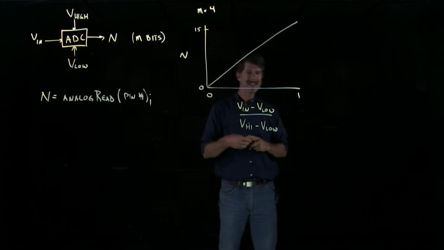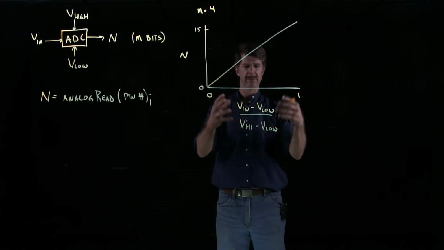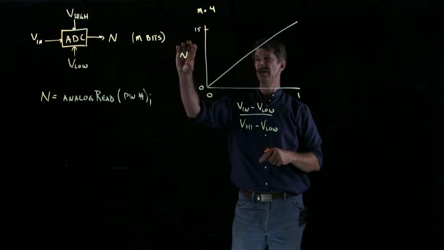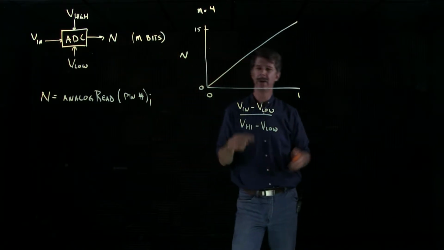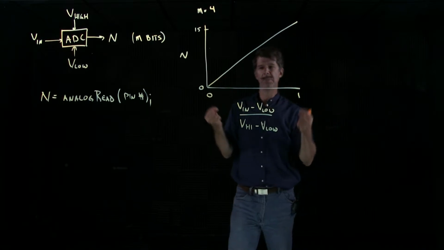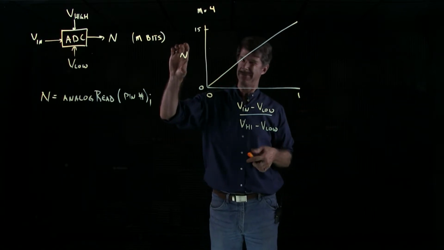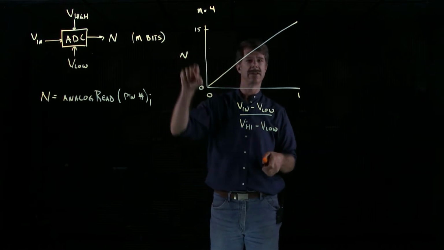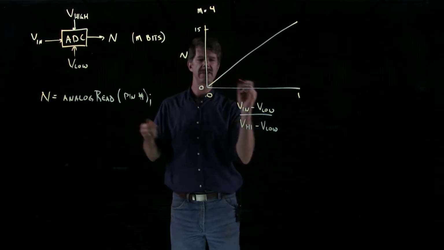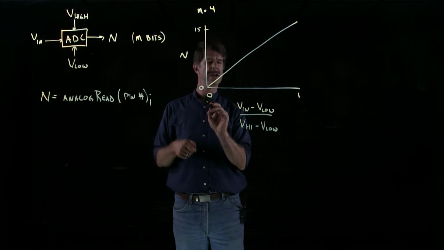That would be the ideal transduction between input voltage and digital signal integer inside the computer. And it almost does that, but there's a problem: I only have 15, 16 values here. This is continuous, this is discrete. And so, let's see how I do this.